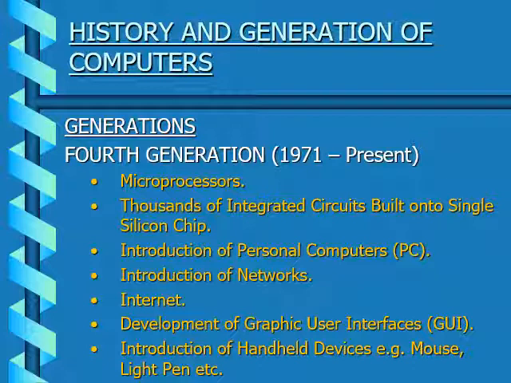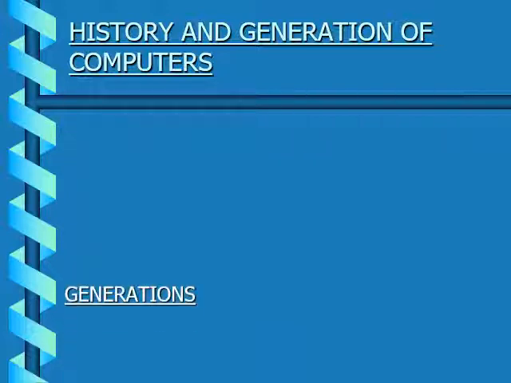And then we had the introduction of handheld devices like the mouse and the light pen. We had the PCs, the tablets, as well as the cell phones. I know most of you know Chopa Chimbetu. He had a handheld device that he would keep on the side of his pocket for dinner, a brick of a phone. So that came about in this generation.